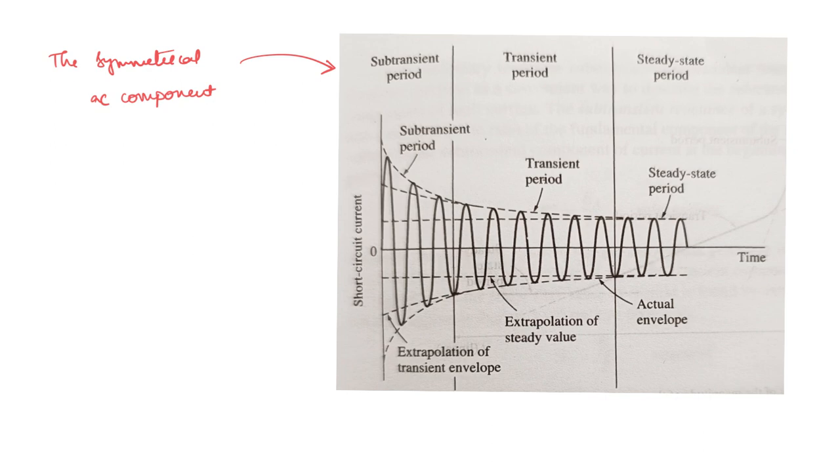Now what is happening here? Initially, why do we have such a high magnitude of current, and eventually why is it reducing? Remember, this is the steady state, it doesn't mean that the fault is being cleared. The steady state means the steady state current that is flowing during the fault. So now we will understand why it has three distinct periods: subtransient period, transient period and steady state period.